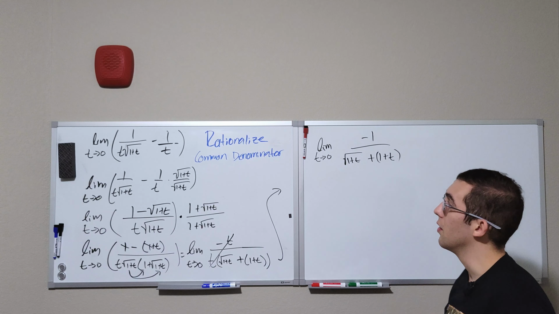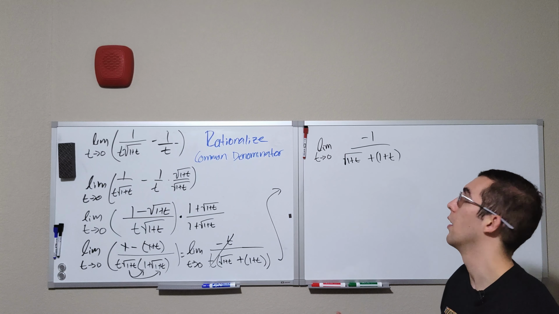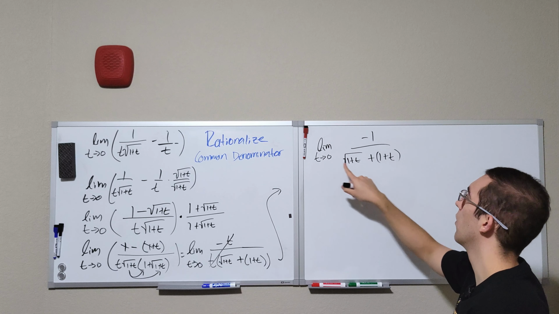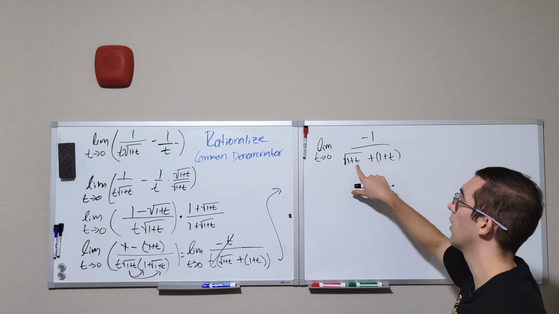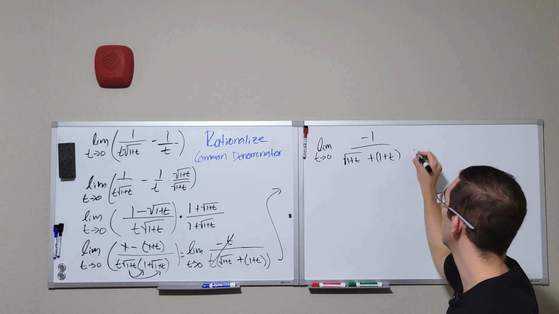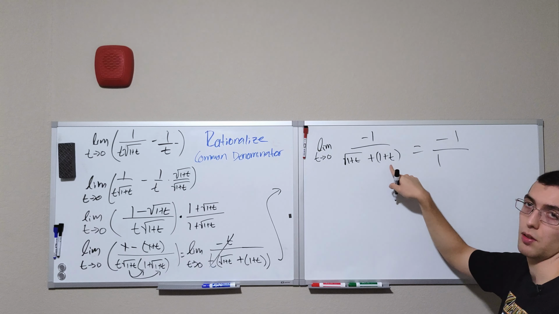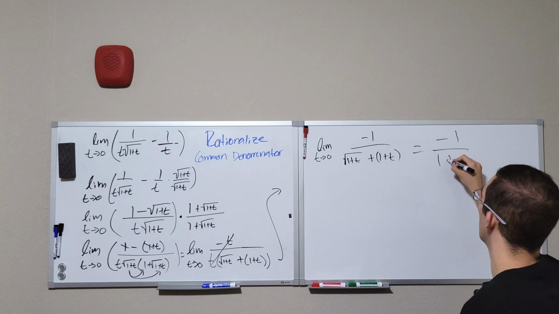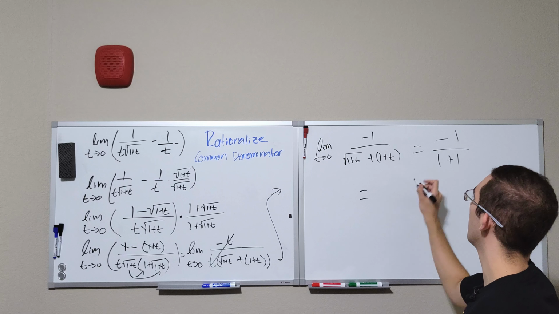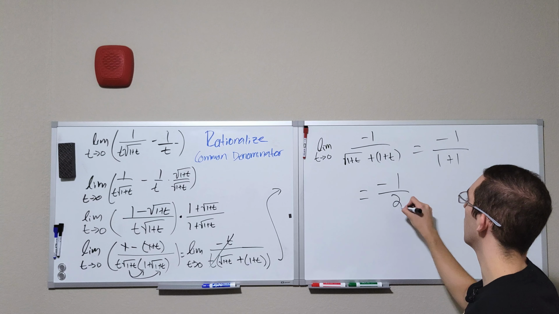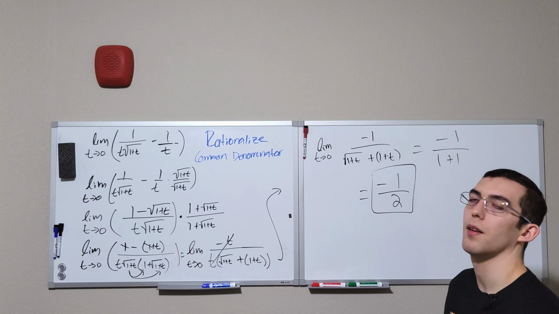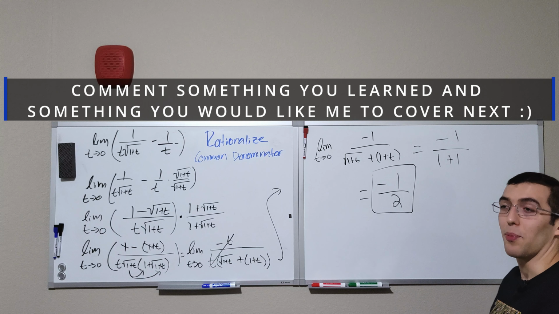Now we can go ahead and see if we can plug in the 0 and it'll work out. So here we plug in the 0, and we're going to have just the square root of 1, which is 1. And then here we're going to have 0, it'll just be 1, so 1 plus 1. Therefore our answer is going to be negative 1 over 2. So that'll be the end of that problem.